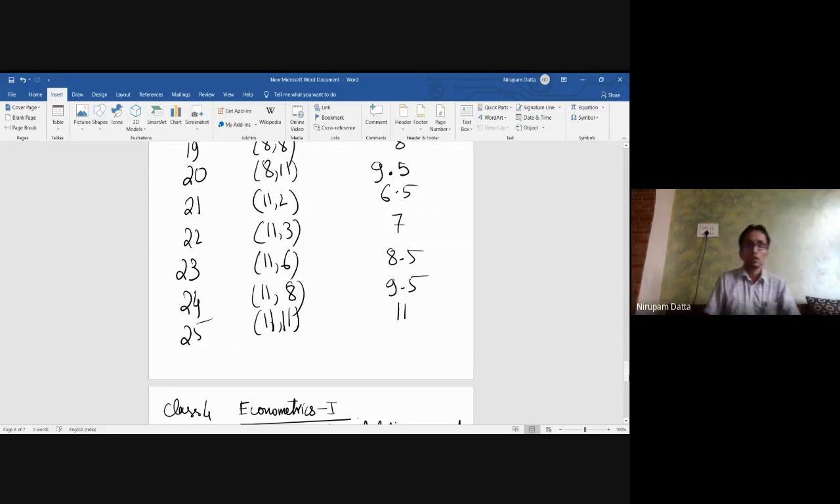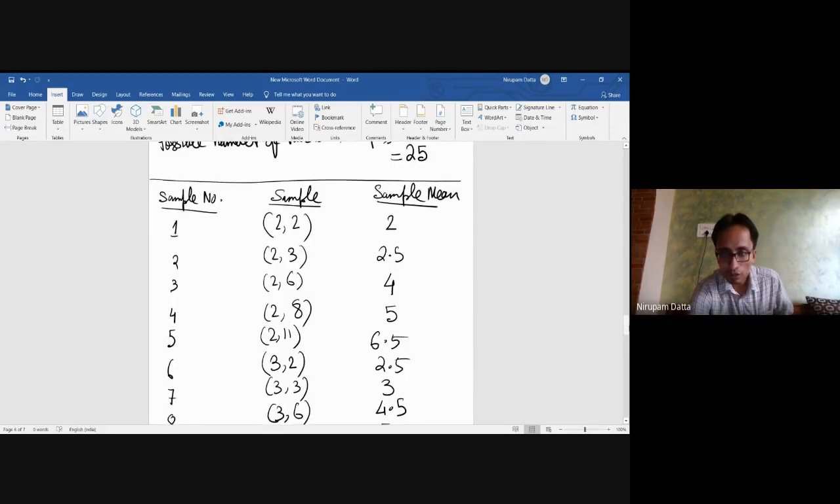So now this is a sampling distribution of the mean. What is the sampling distribution of the mean? These are the 25 means drawn from 25 samples. Now you'll have to take the mean of these sample means, which gives the mean of the sampling distribution of the test statistic, which is nothing but the mean. Okay.